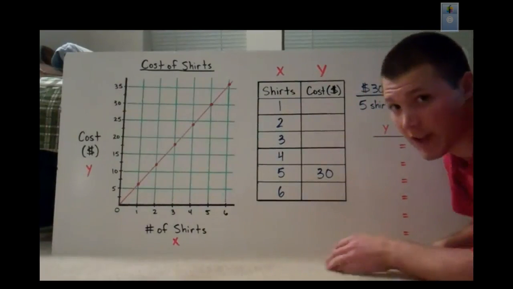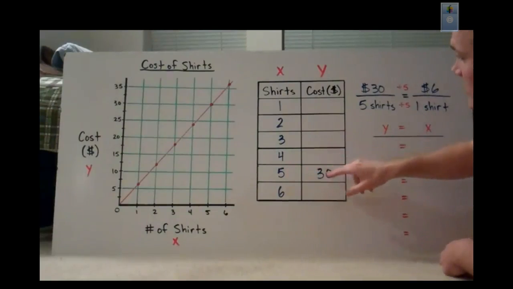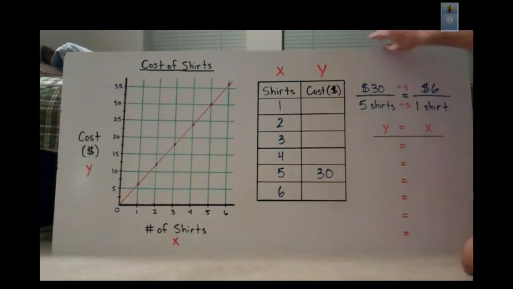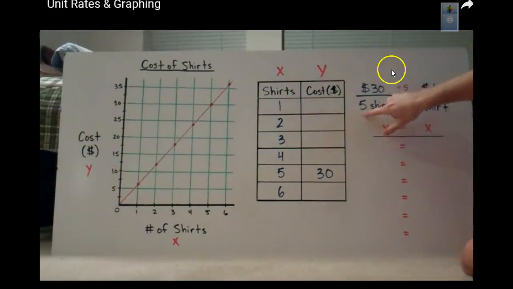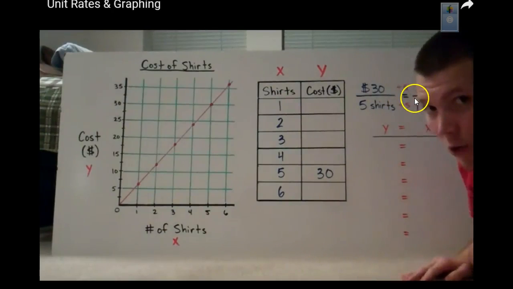The way you figure it out is to change this rate into a unit rate. There we go, we've done this before. This is how you'll be starting. It's $30 for 5 shirts. So let's turn that into a unit rate. We showed dividing them, right? Make both denominator 5 into 1.